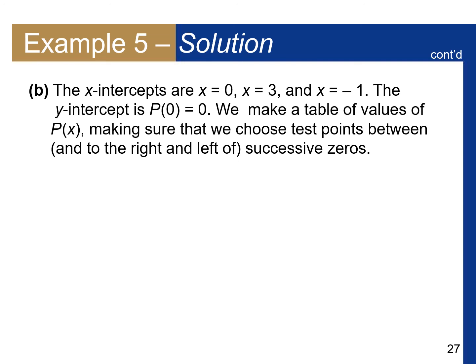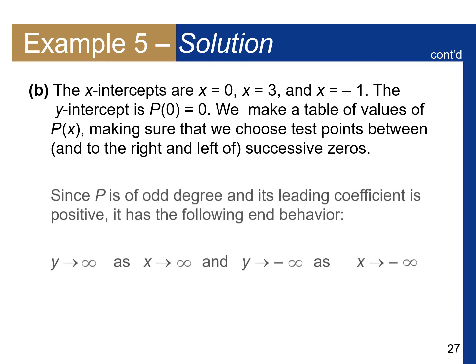Now that we know that the x-intercepts are 0, 3, and -1, we know that the y-intercept is 0. We can make a table of values and test some points in between to see what it looks like. I know it's odd degree and the leading coefficient is positive, so it has the following behaviors as we looked at before. Now you may not remember these right away, but again, this is something that you're going to need to know.